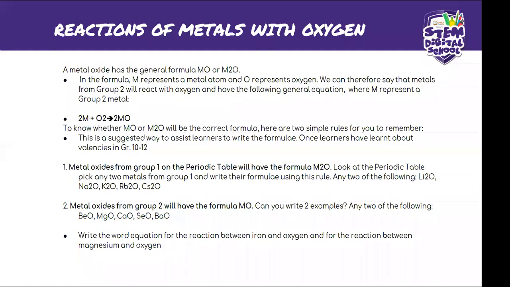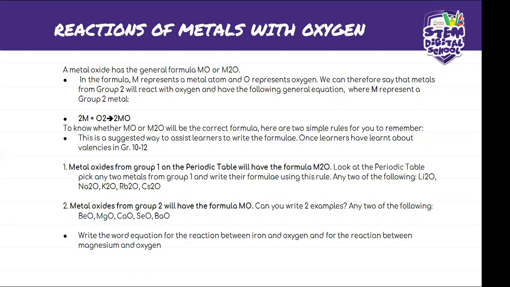We can therefore say that metals from group 2 will react with oxygen and have the following general equation, where M represents a group 2 metal. The one that we saw, magnesium reacting with oxygen: we know that oxygen is in group 6, and magnesium is in group 2.